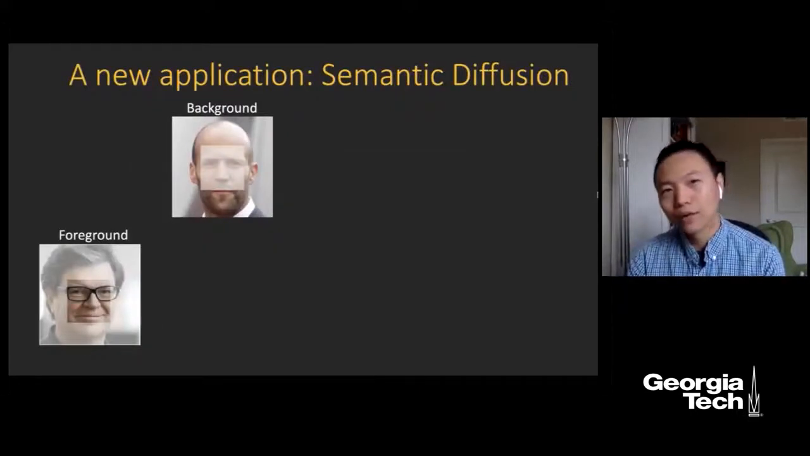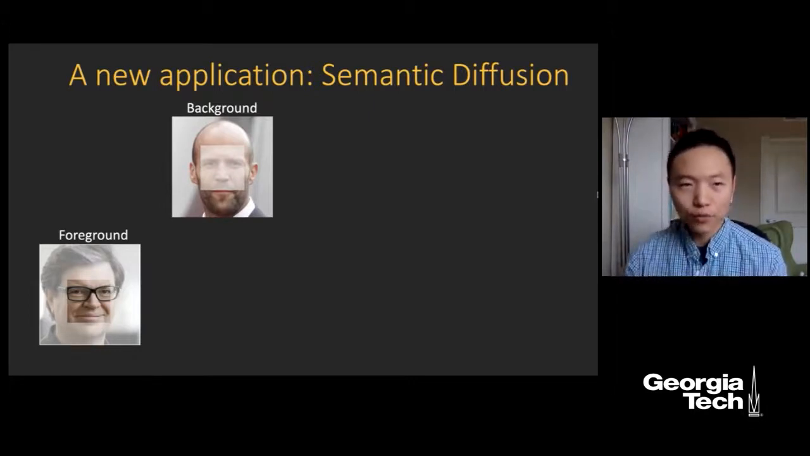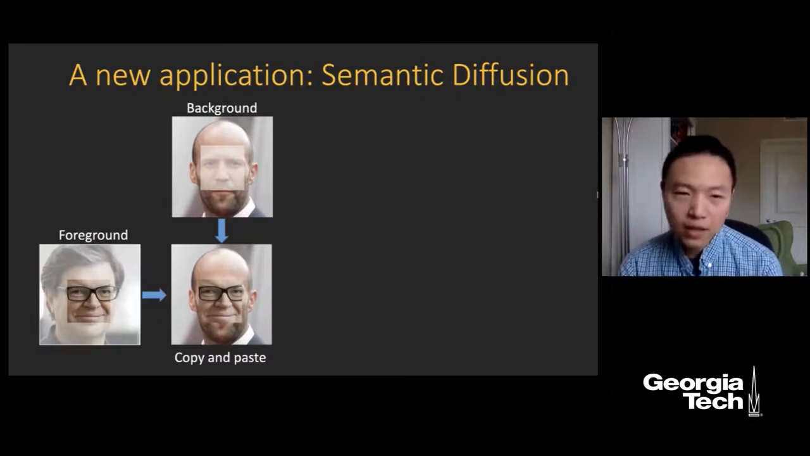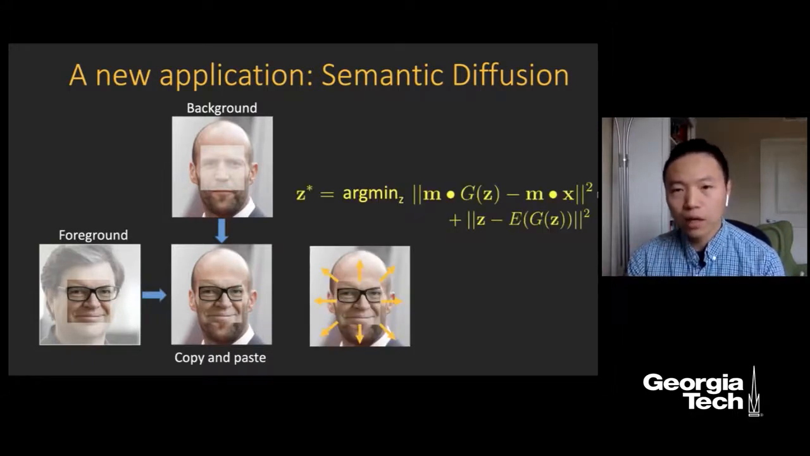Also, we include some new application based on our method. It's called semantic diffusion. Right now we want to take the foreground face and the background face, so we just copy and paste and stack them. If we directly copy and paste, the result is really bad. So what we are doing is including this optimization.